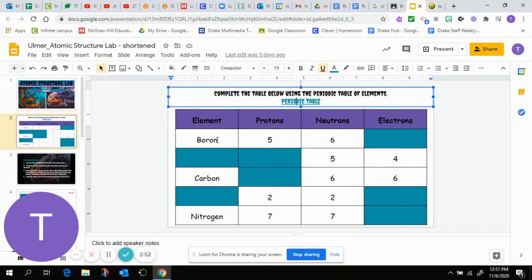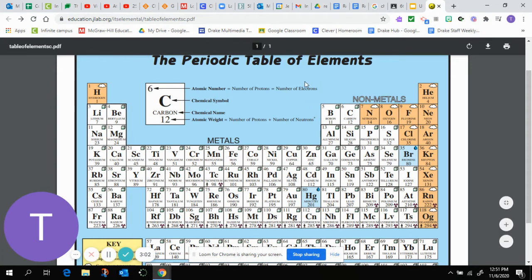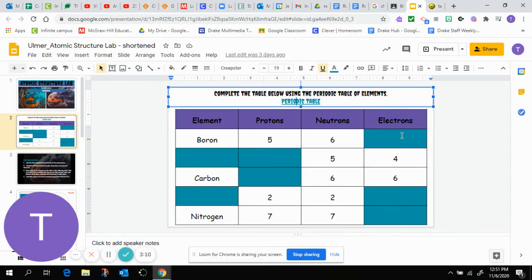Here I've got boron. Boron has 5 protons, 6 neutrons. I need to find out how many electrons. I use my periodic table to remind me the number of electrons equals the number of protons, and that equals the atomic number. So I should be able to fill out this first box. Protons and electrons are equal.